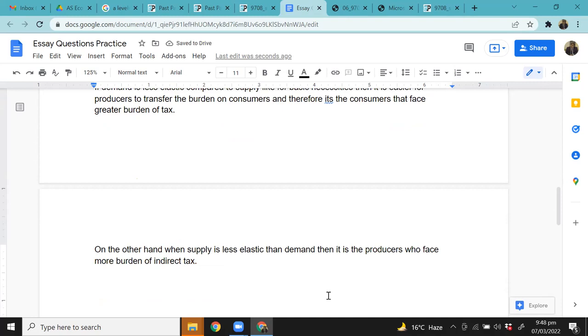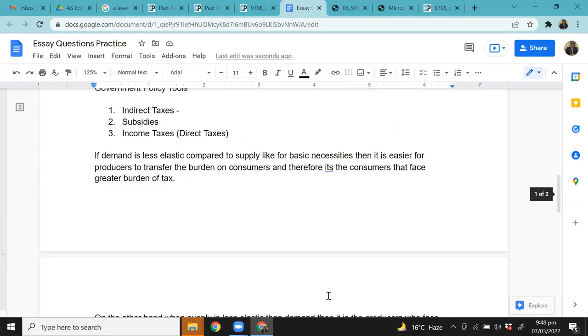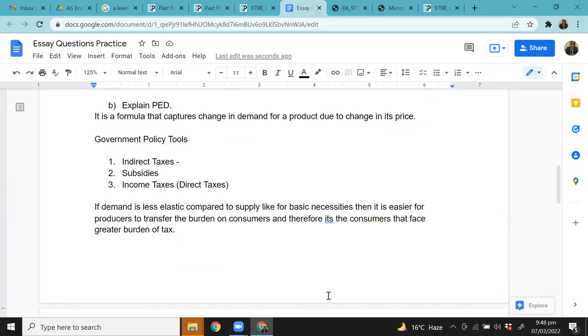Okay. Now, this is what is important for the government to understand, that whenever they impose an indirect tax, government can accurately predict which of the two groups will be facing more burden of the tax just by looking at the elasticity. So if demand is less elastic, it will be the consumers. And if supply is inelastic, it will be the producers, right? Okay, are we getting this?